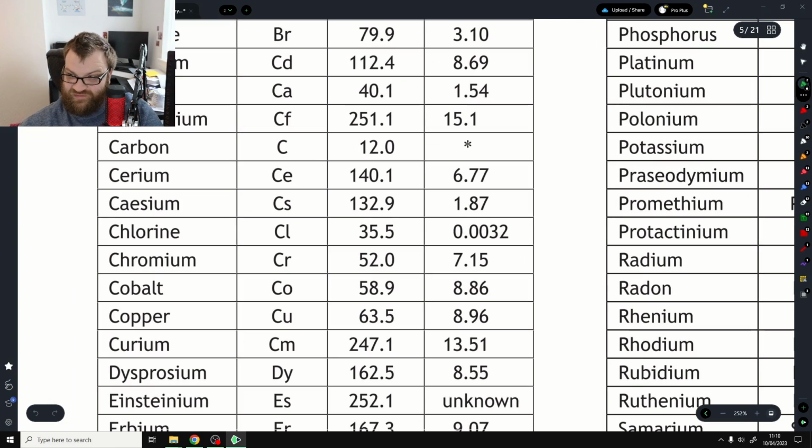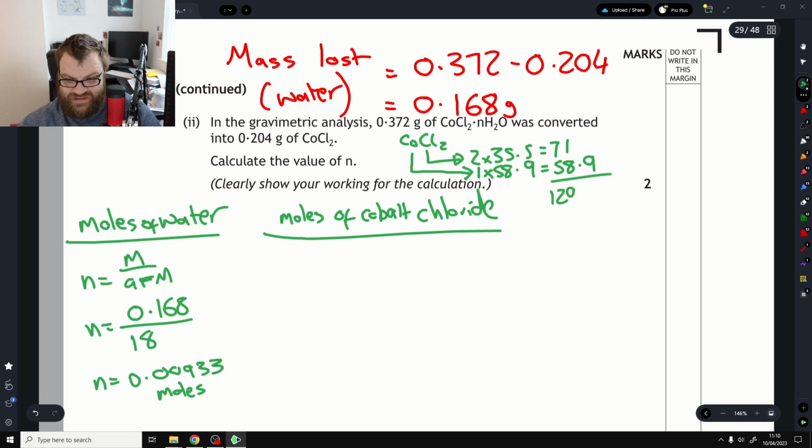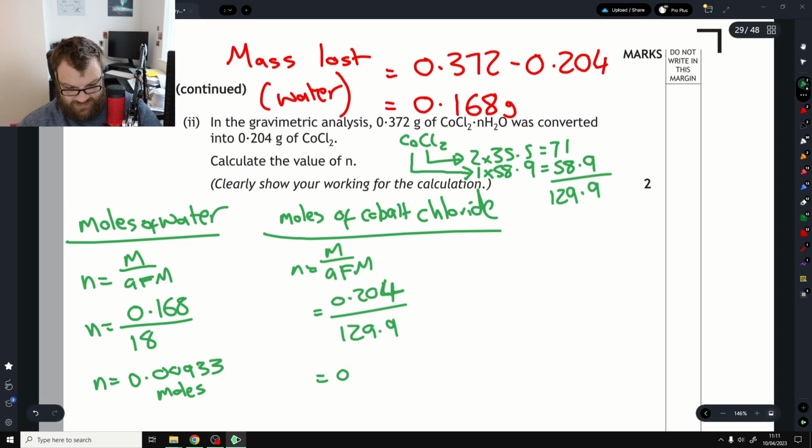And here, 58.9. Next up, 0.9. Two of them will be 71 plus the 58.9. That gives us 129.9. Then carry out n equals m over GFM as we've done for water. It's going to be 0.204 over 129.9. That gives us an answer of 0.00157.